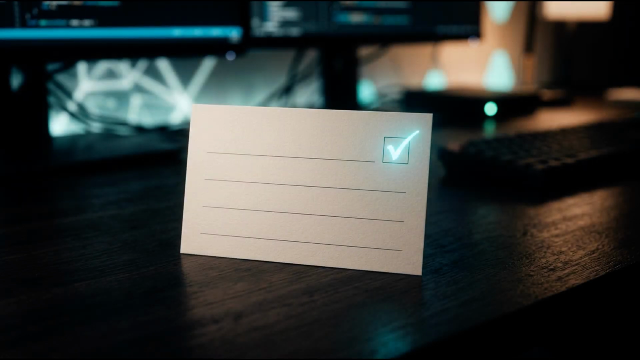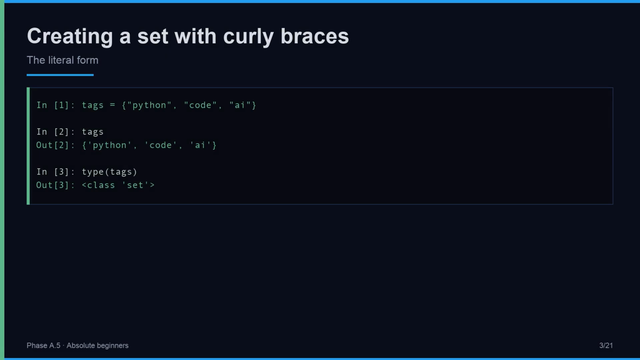From the overview, think of a set as a guest list. The same name cannot appear twice. Either you are on the list, or you are not. That simple either or is the whole shape of a set. Either in, or out.